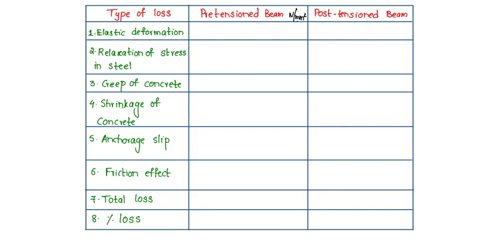Then tabulating type of losses for pre-tensioning and post-tensioning. For post-tensioning, there is no elastic deformation loss if cables are simultaneously tensioned. Then in pre-tensioning, it is given as alpha into Fc. So that is equal to alpha is 6 into Fc is obtained as 7. So that will be 42 Newton per mm square. Relaxation of stress in steel can be taken as 5% of initial stress. So 5% of 1000, that will be equal to 50 Newton per mm square.